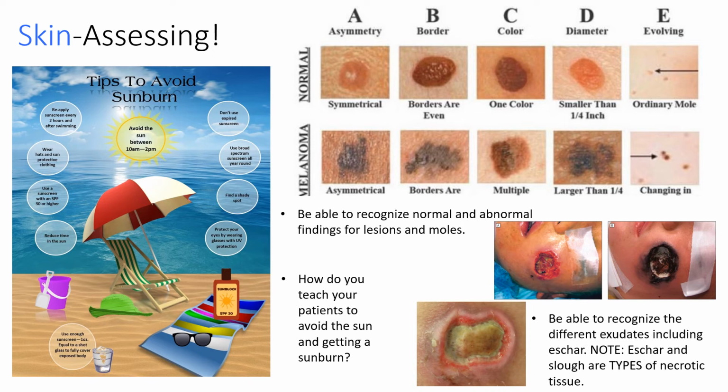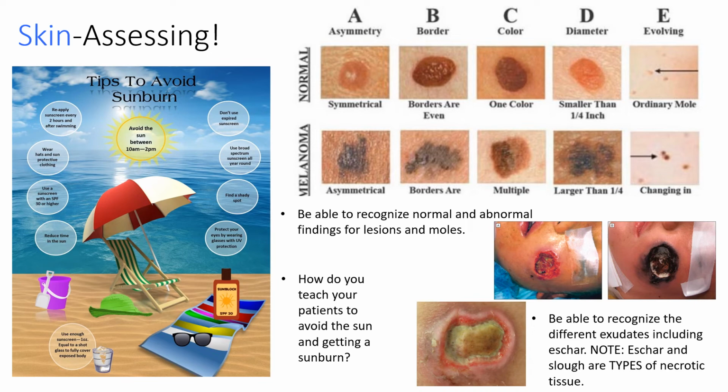Now, this is 5th semester, so let's go through this. We've got sunscreen. We have protect your eyes and wear sunglasses with UV protection. Find a shady spot. Reduce your time in the sun. Avoid the sun between 10 a.m. and 2 p.m. Use a broad spectrum sunscreen all year round. Use an SPF of 30 or higher. Wear hats, protective clothing. Cover your body. Okay? Reapply your sunscreen every 2 hours and after you swim because you'll wash it off, even if it says it's waterproof.